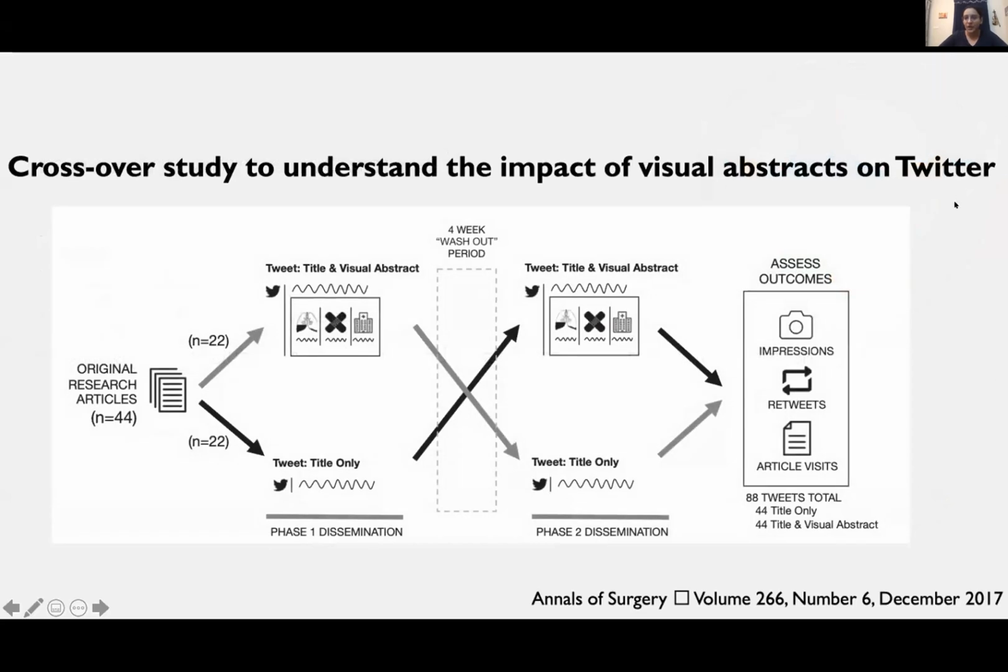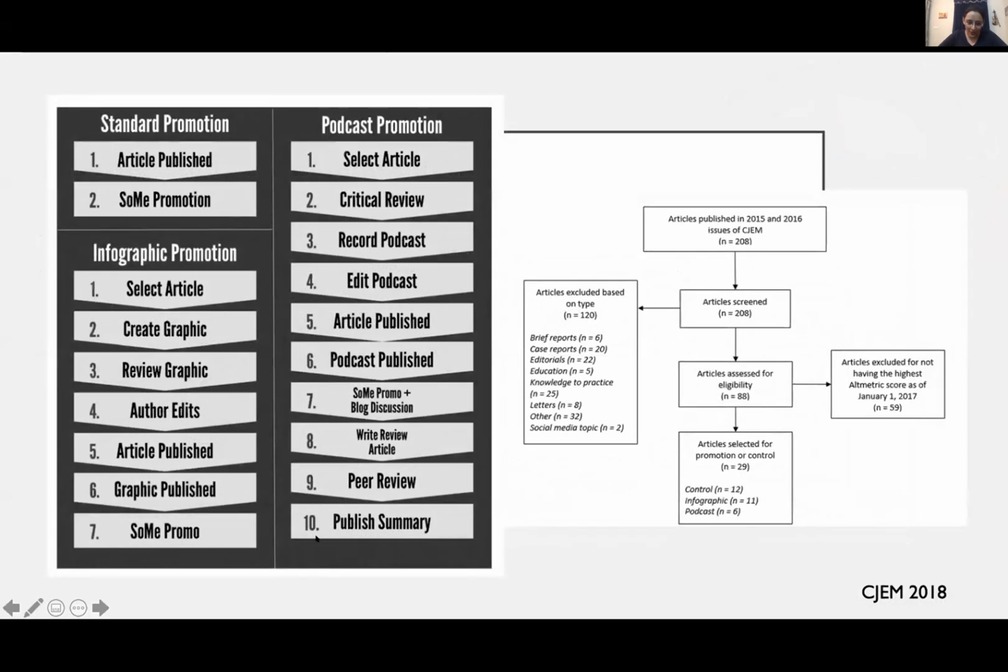On similar lines, this study looked at original research articles and disseminated infographics, followed by a 4-week washout period and a crossover study to look at impressions, retweets, and article visits. They also used podcast promotion, which seemed like a tedious task from this figure: a critical review, recording, editing, and then promotion, discussion, and then writing another review article on the podcast, and then peer review and publishing the summary. So it's a complicated process.